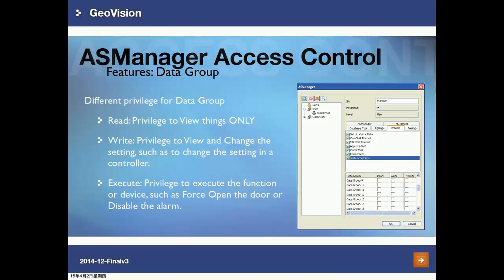Another function is the data group. This is used for different companies within a building. Each company can have their own data group and they will have their own privileges. There are three types of privileges for each data group. Read, to view settings; write, so they can change their own settings or access control schedule; and execute, such as executing functions like opening the doors or disabling alarms within their own data group.